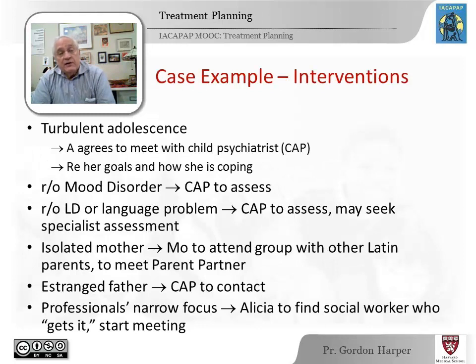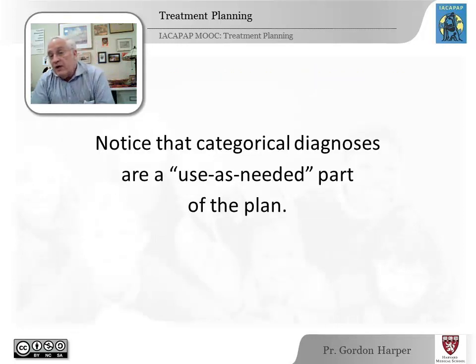For example, in this case, for the factor of a turbulent adolescence, the intervention is the girl will meet with a child psychiatrist regarding her goals and how she's coping. Regarding the possibility of mood disorder or language disorder, the child psychiatrist will make an assessment. With regard to the isolated mother, the mother will attend a group with other Latina parents and meet with a parent partner. As to the estranged father, the child psychiatrist will try to contact him. And as to the narrow focus of the professionals, the girl will find a therapist social worker who gets it and start meeting with her. In this kind of plan, categorical diagnoses may be used as needed.